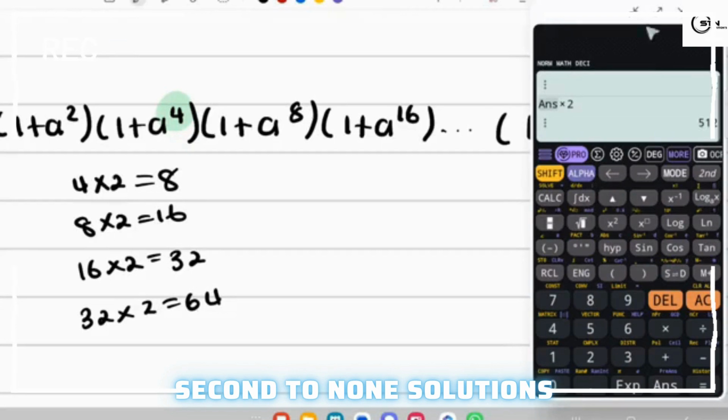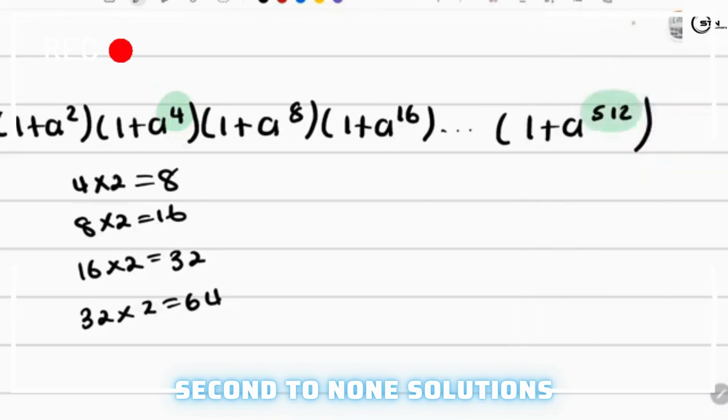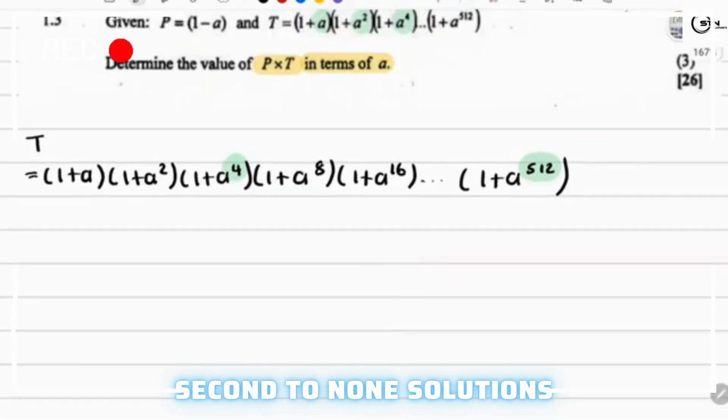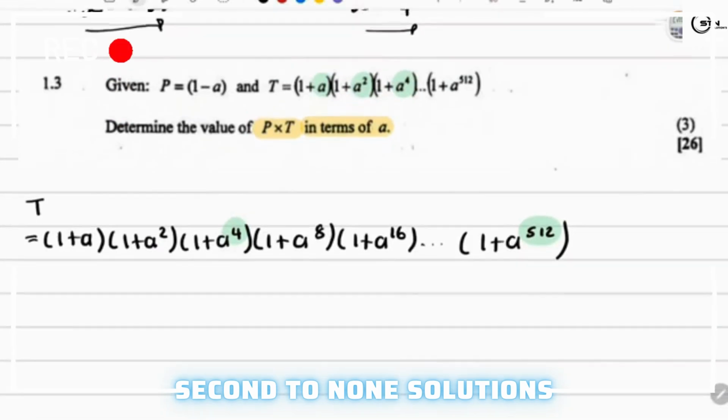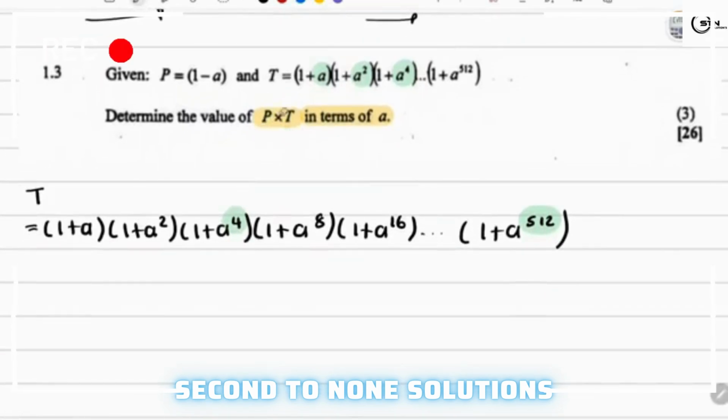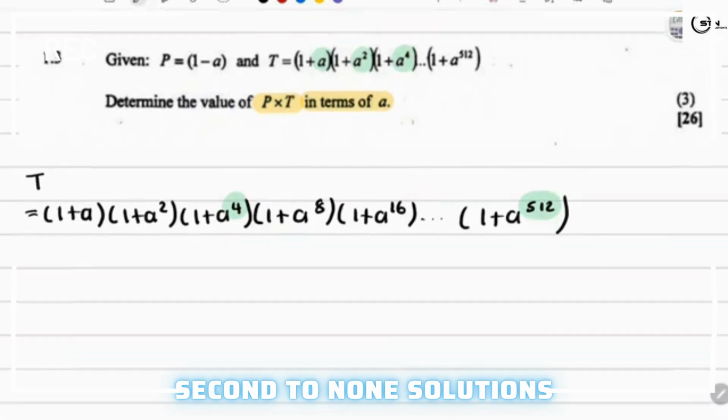So that is the pattern for real. Okay, so it ends at 512. Great. Now we know what our pattern looks like. We even know how to draw it out completely. That's a good thing. Now we just have to answer what they told us. Well, what they want us to do is take P and multiply it by T, and we need to express that expression in terms of A.